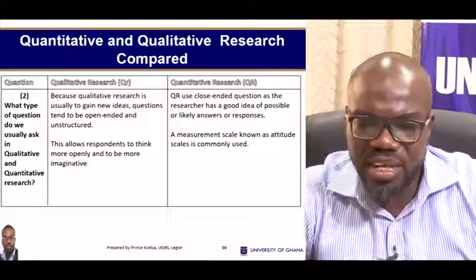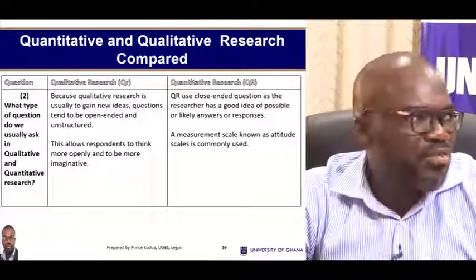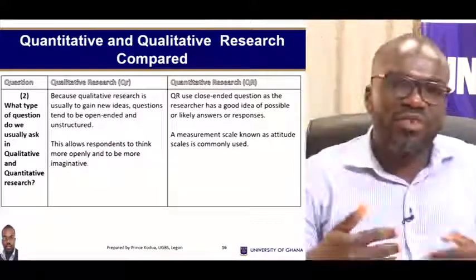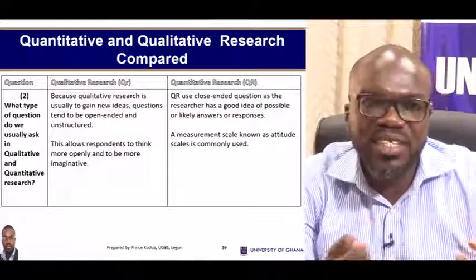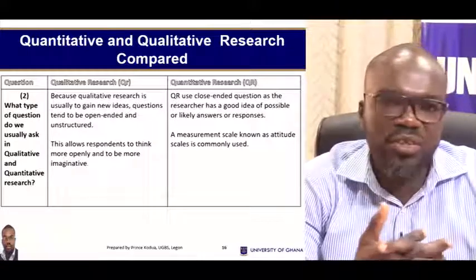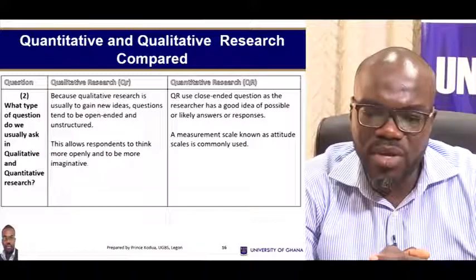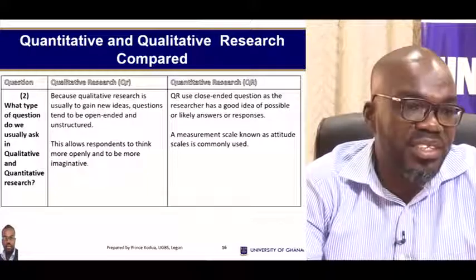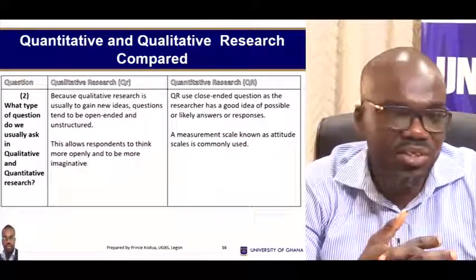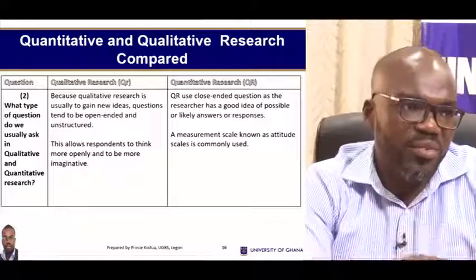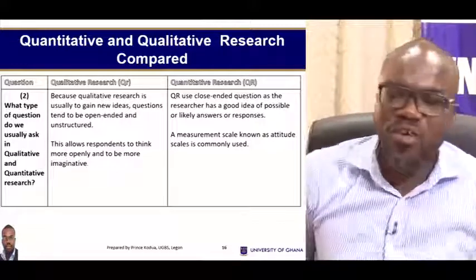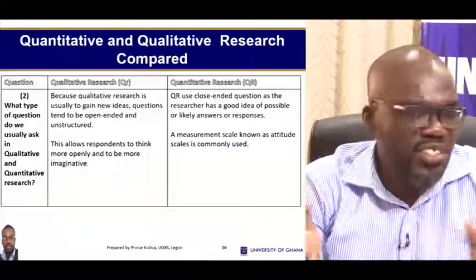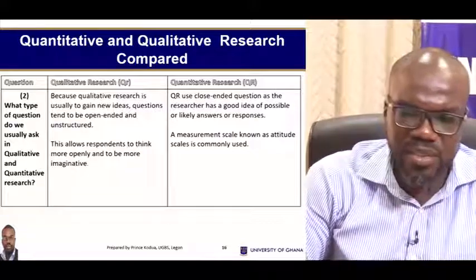Quantitative research, on the other side, we tend to use close-ended questions because the market characteristics are well known. We have an idea, but we normally do it because we want to be able to make certain strategic decisions based on conclusive research. So a measurement scale, normally known as a Likert or attitude scale, is commonly used. Various attitude scales are used. Mostly answers are already provided because we have a fair idea of what we are expecting, but we want to be able to do cause-effect relationship. That's why we do quantitative research.